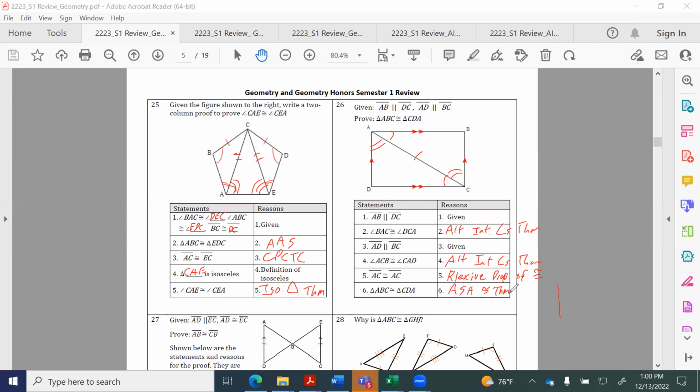Any questions on either of those? Right. Go down to the next set. Any erasers? No.